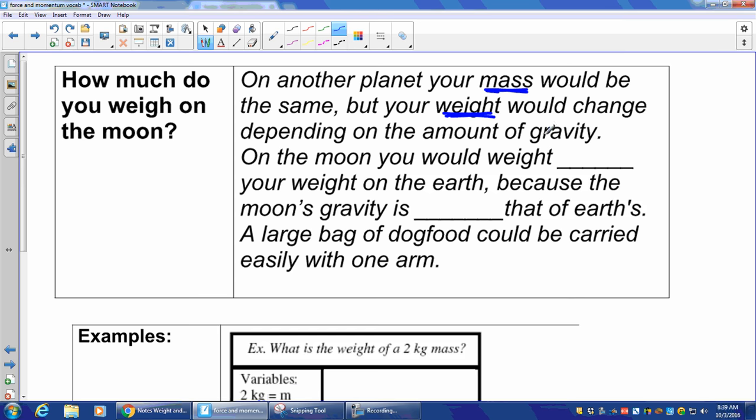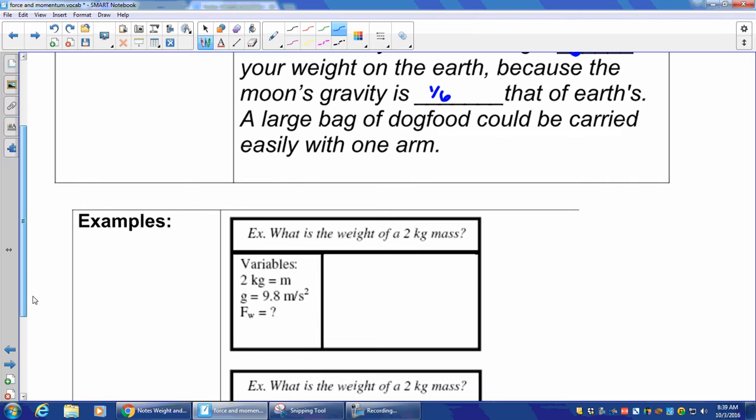On the moon, your weight would decrease, and it would be about 1/6 your weight on the Earth, because the moon's gravity is 1/6 that of Earth. A large bag of dog food could be carried easily with one arm. Just remember, if you get hit by it, though, it's still going to move you, right? It's still going to have an impulse on you. It's going to have momentum.